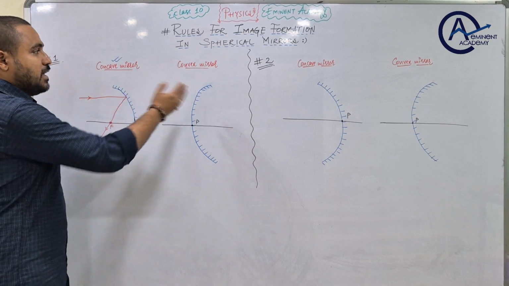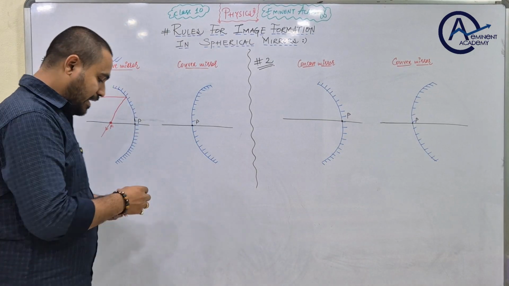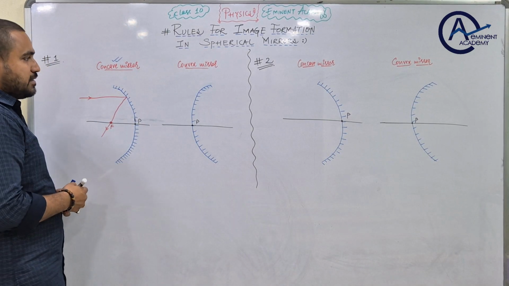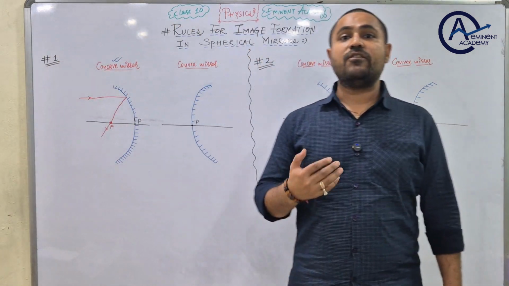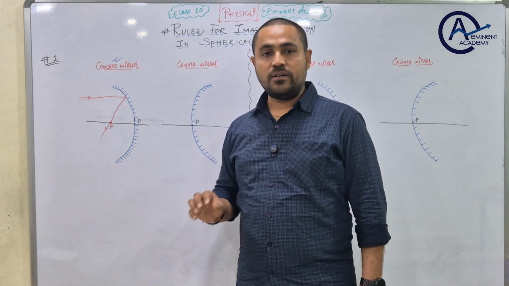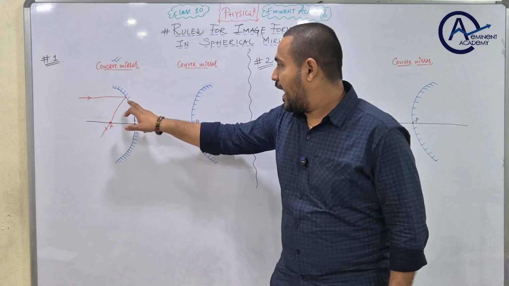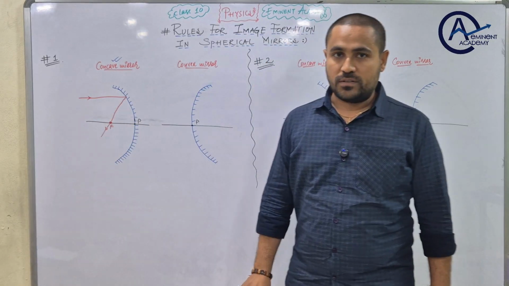Now same rule is applied in the case of convex mirror also, but it is slightly different. How it is different, let us discuss. Because convex mirror is what? So it is diverging mirror, its nature is diverging, and concave mirror is what? So it is converging. So actually rays are passing, meeting at the principal focus.